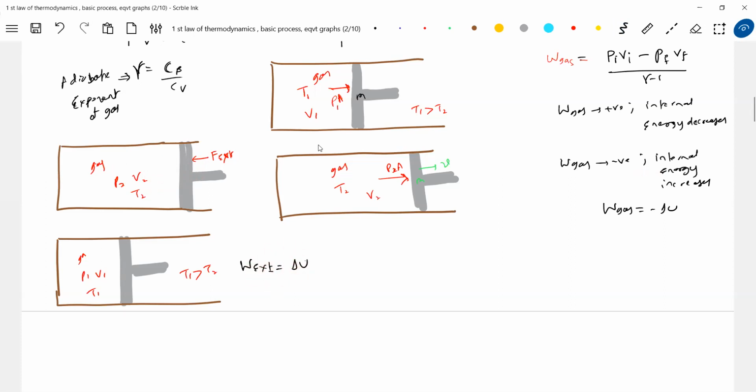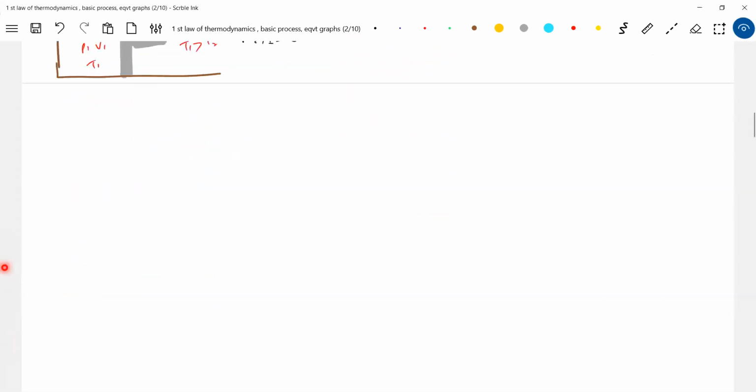Okay, this is about the basic adiabatic process. Let's go for graphs. Let's see how the different types of graphs look in the adiabatic process. So first, the PV graph. Pressure versus volume graph.